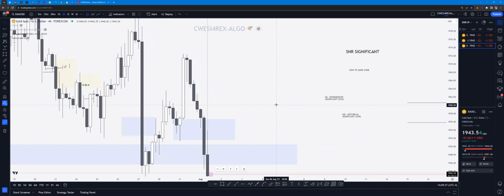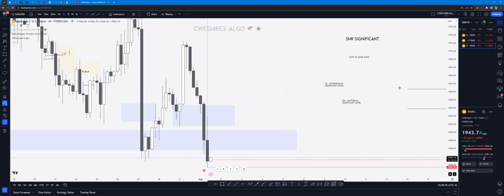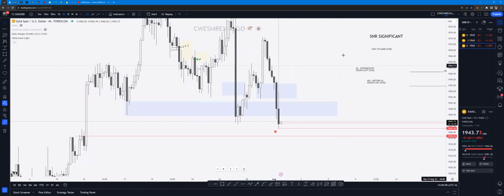All right, so let me give you the rules. Number one is to find your breakouts, the two breakouts. Second is to find the type of engulfing. The third is to find the ISL. And the fourth is to mark your zone.